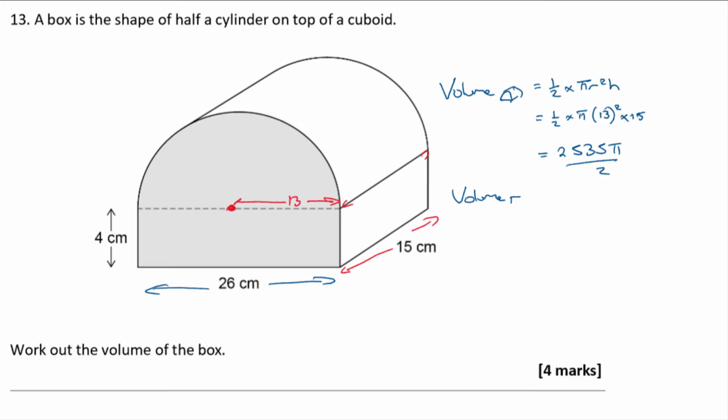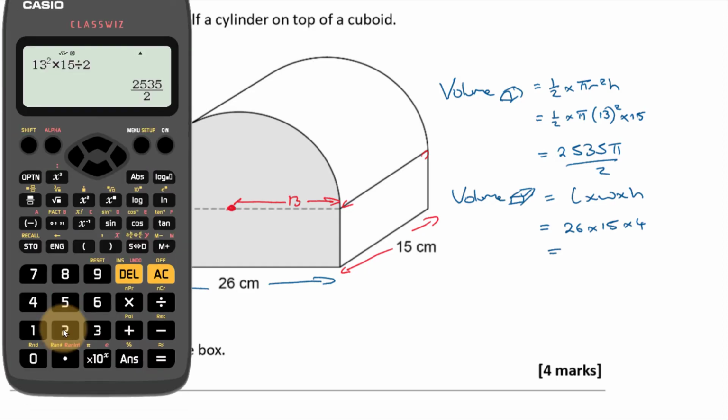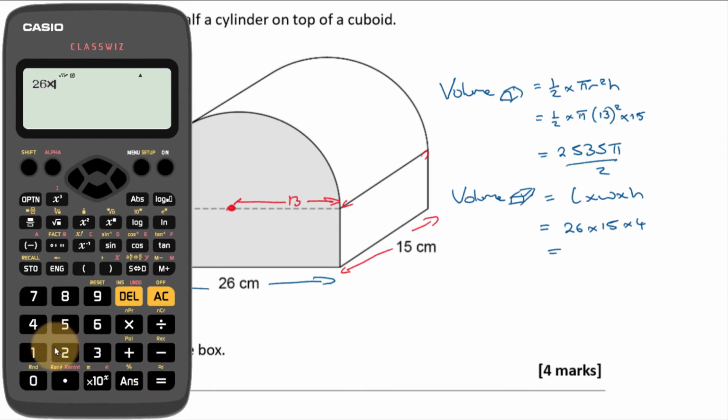So the volume of the cuboid, what's that then? That's going to just be length times width times height, isn't it? Okay, so the length is 26, width is 15, height is 4. So what's that? So that is 26 times 15 times 4. That comes out to be 1560.